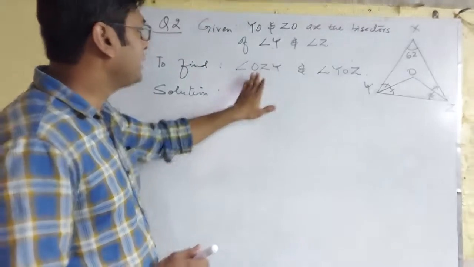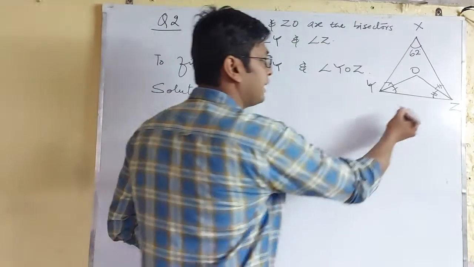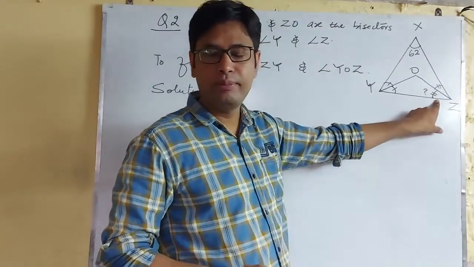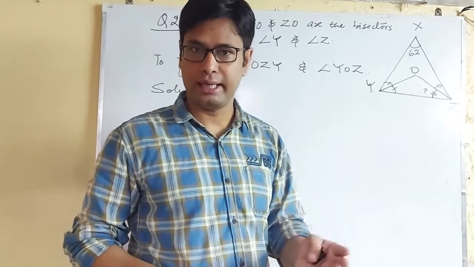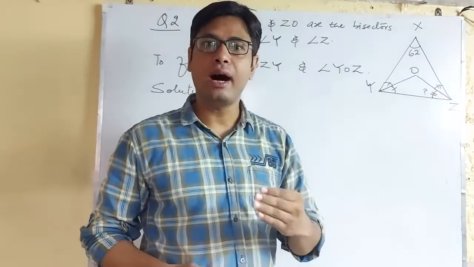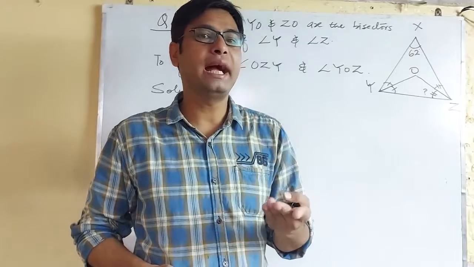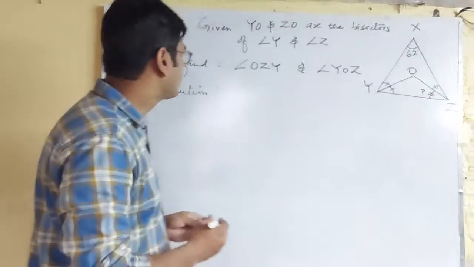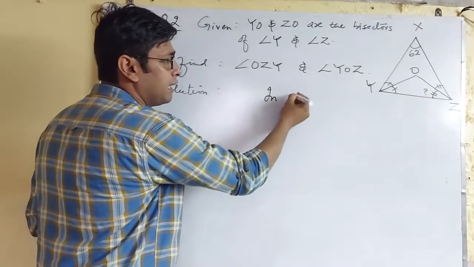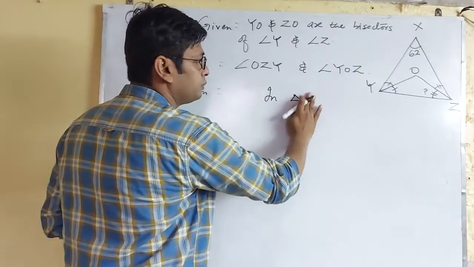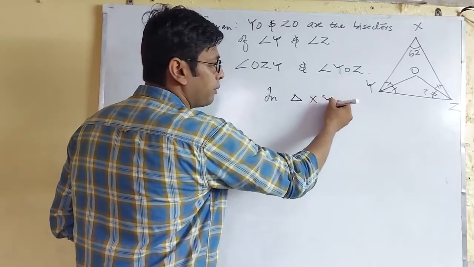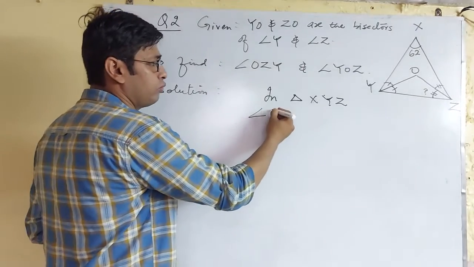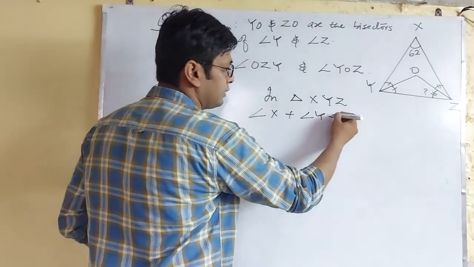Okay, so the first thing is angle OZY. It is clearly written that angle OZY will be half of angle Z. If we know angle Z, we can take half of it and we'll get angle OZY. So first of all, we'll apply the angle sum property in triangle XYZ to find angle Z.